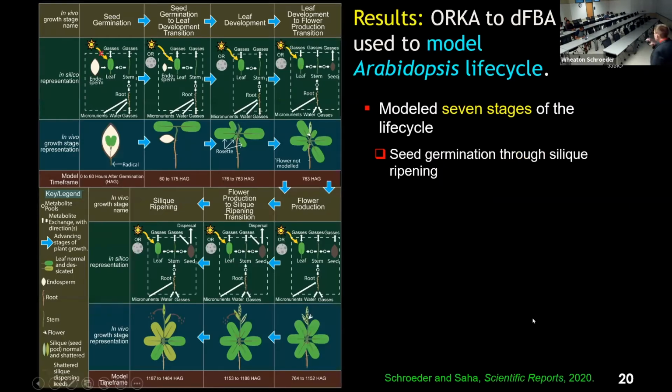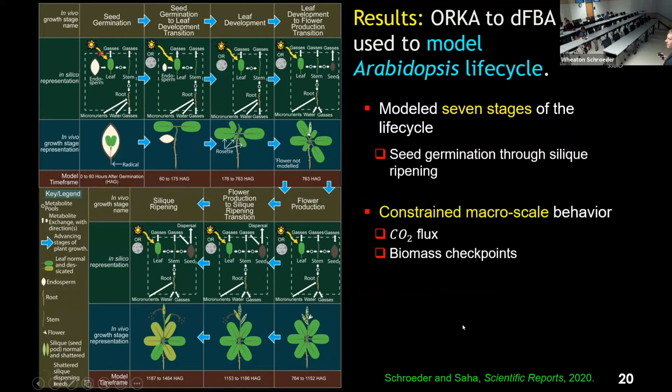Together, we're going to call this the Path 773 model for the 773 unique genes represented in this model. So we then applied the ORCA to DFVA to the Path 773 model, and we did this modeling 7 distinct life cycle stages. So this includes seed germination, leaf development, flower production, and silique ripening, which starts to include senescence, as well as transition steps between those 4.